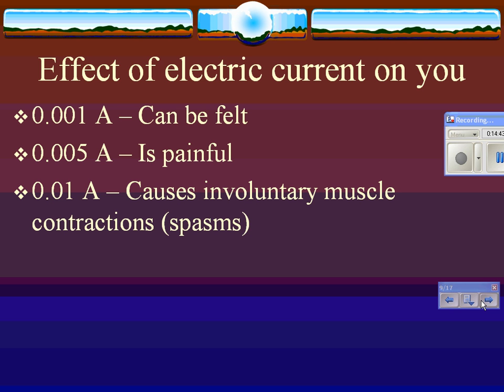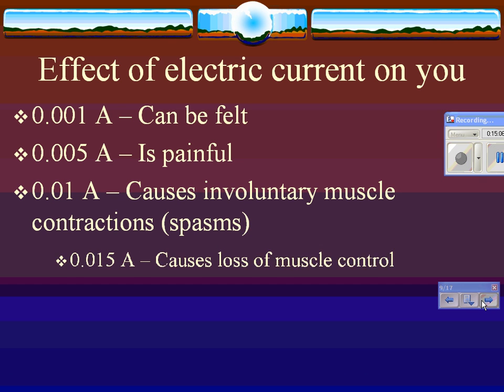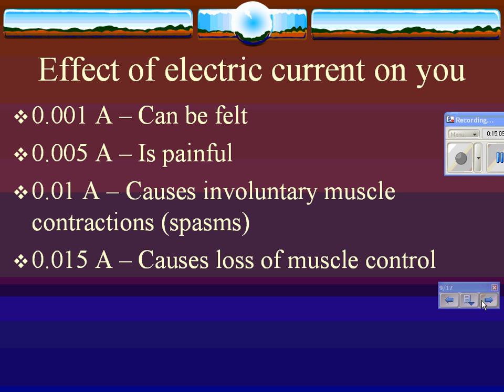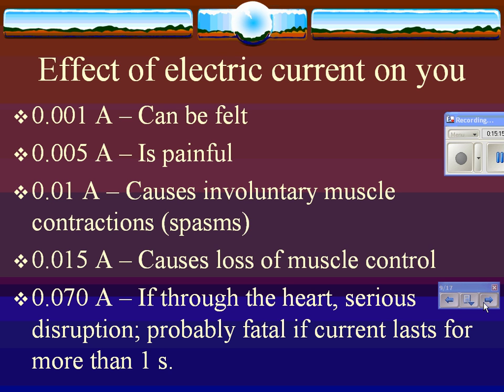Okay, your body works electrically. Remember that your nerves, the things that make your muscles move and the things that you use to memorize stuff, your nerves are electrical in nature. The electrical impulse across nerves is very, very small. So 10 milliamps is enough to cause your muscles to start spasming, and you can't control it. Okay, 15 milliamps, you lose control of your muscles altogether. This is where you start losing bodily functions and stuff like that. It's bad. 70 milliamps.